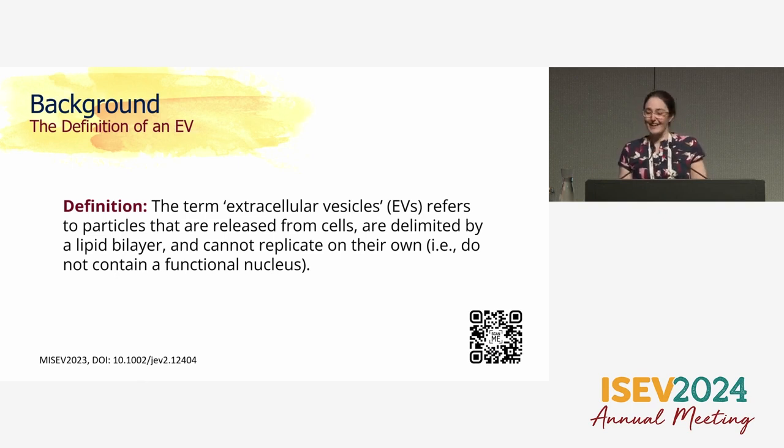So the definition of an EV according to the ISEV2023 guidelines is: the term extracellular vesicles refers to particles that are released from cells, are delimited by a lipid bilayer, and cannot replicate on their own, i.e. they do not contain a functional nucleus. It gets a little bit more complicated when we think about what is not an EV.